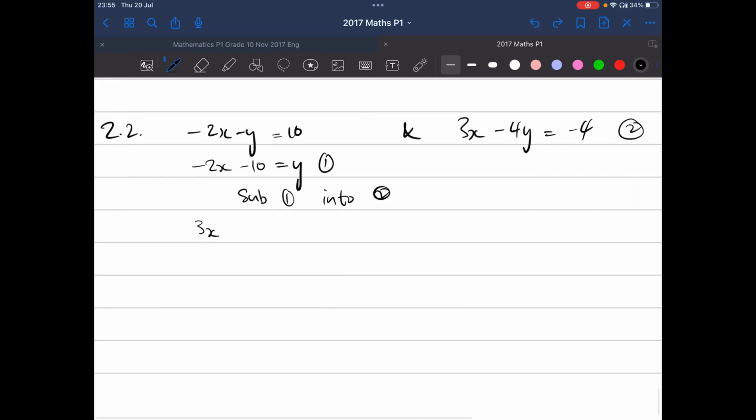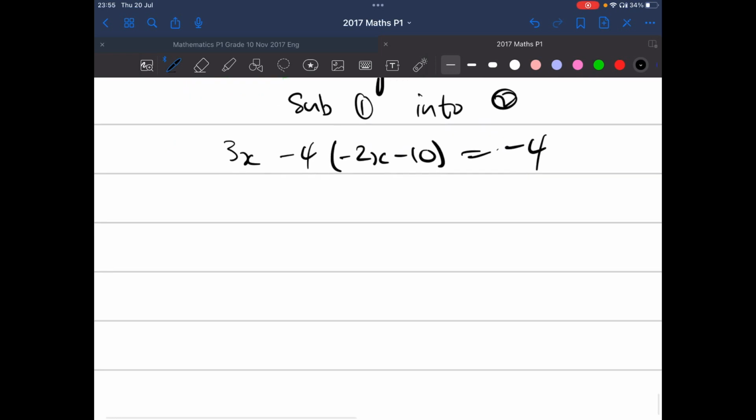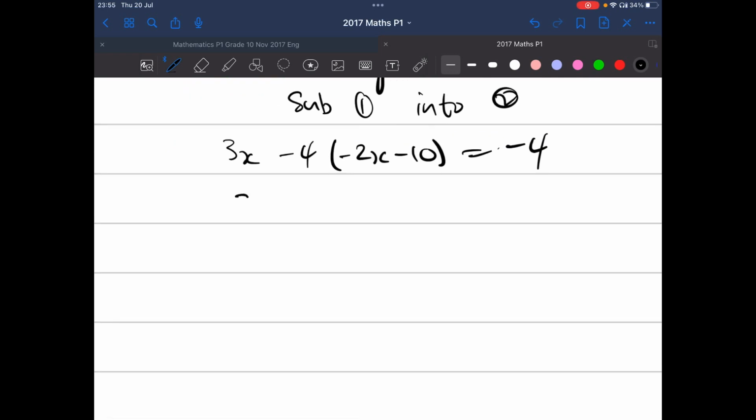3x minus 4, and now in place of y, we put in our equation number 1. So minus 4 times minus 2x minus 10 equals minus 4. Let's solve for that now. So it's 3x plus 8x plus 40 equals minus 4.